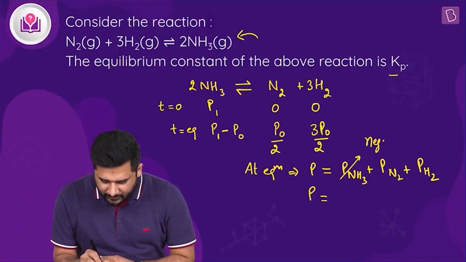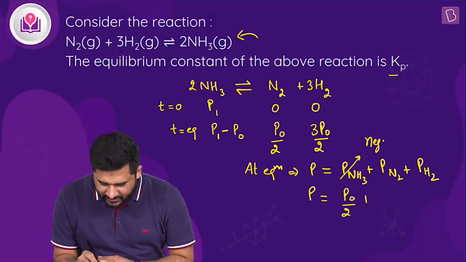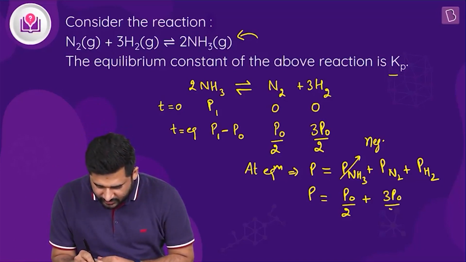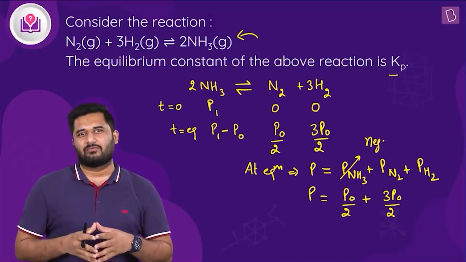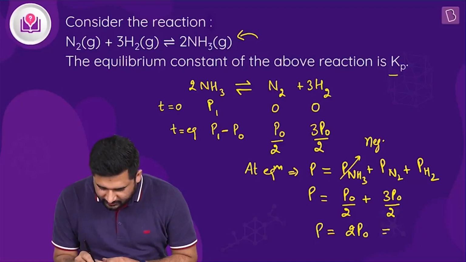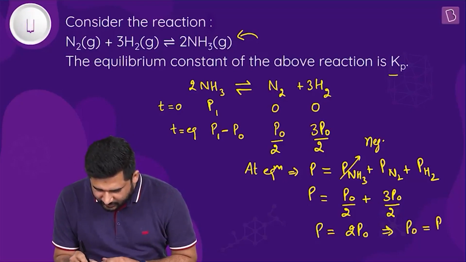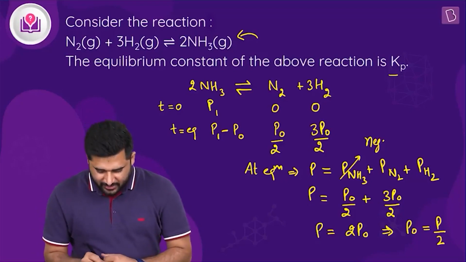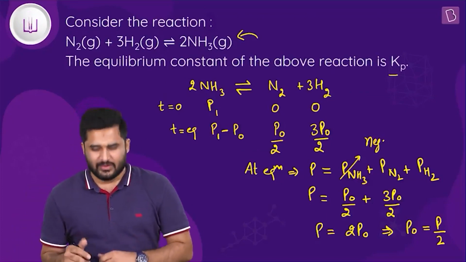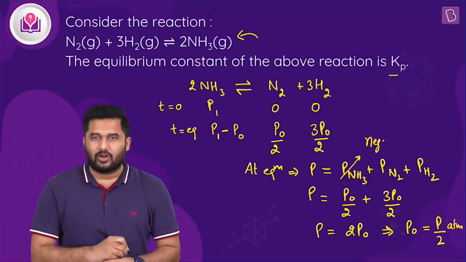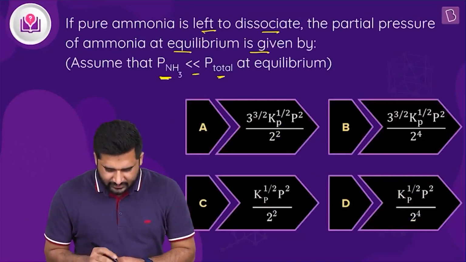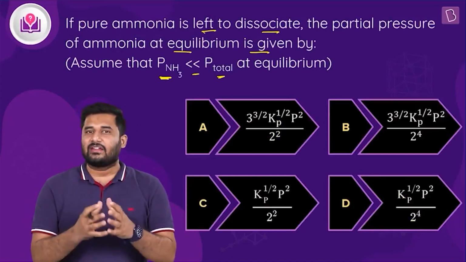So now what we are left with is P equals P0 by 2, which is the partial pressure of nitrogen gas, plus 3 P0 by 2, which is the partial pressure of hydrogen gas at equilibrium. When you solve it further, you will get 2 P0. This means the P0 value is equal to P by 2. Since units are not mentioned in the question, we can assume it to be in atm. So now let's proceed further, and we know that what we have to find out is the partial pressure of ammonia at equilibrium.